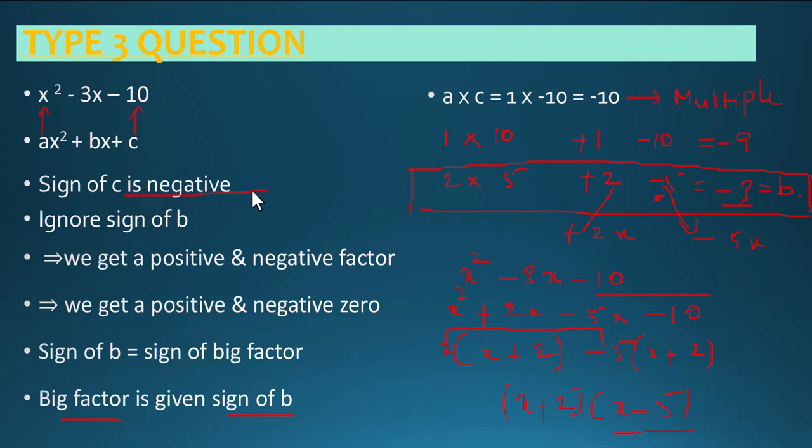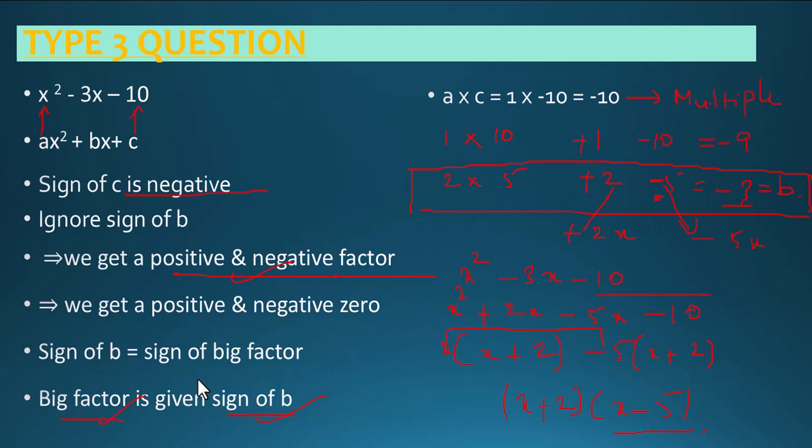So whenever c is negative, compulsorily we will get both positive and negative factors. Once we multiply a and c, we get a multiple. For the multiple, we make the pairs of factors, and because we are very sure about the positive and negative factors we are going to get, and the sign of b should be the big factor sign, we assign signs to these factors and do arithmetic, which gives us a b value. So that pair of factors we select for factorization for our question.